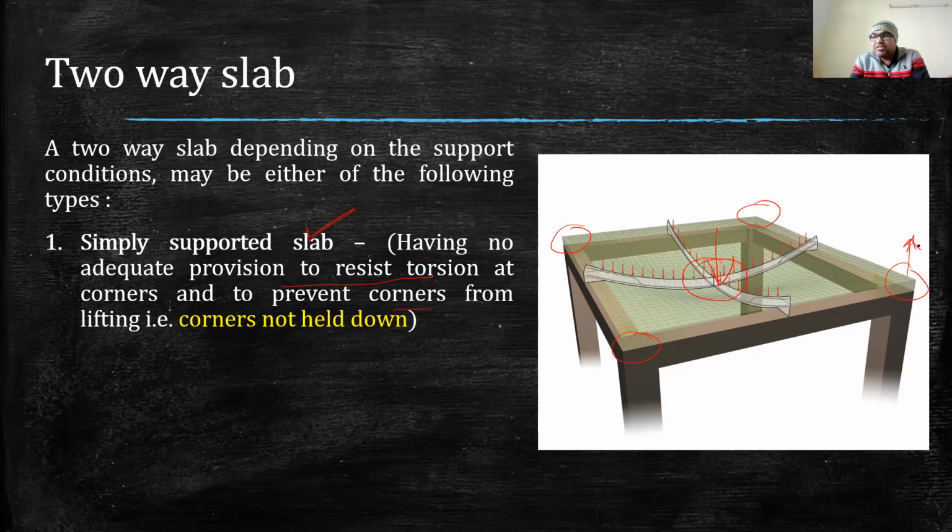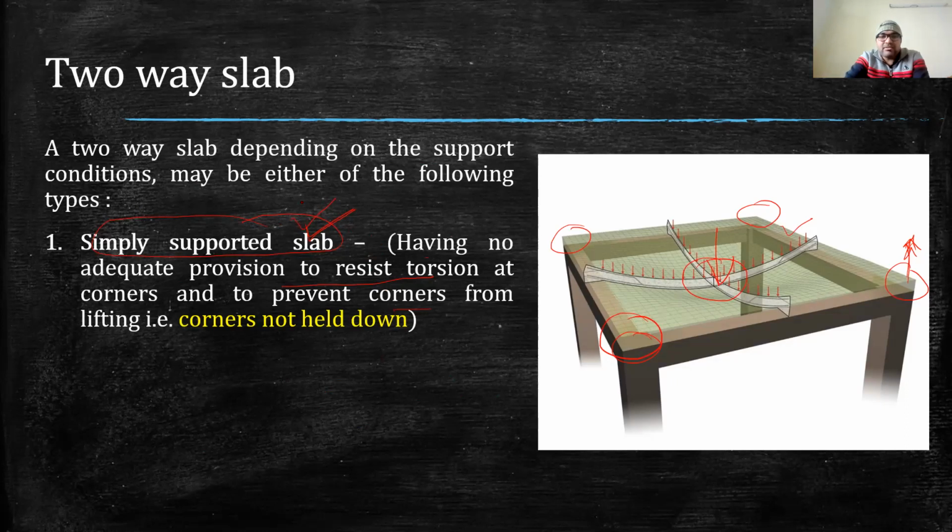Now, if there is no provision to prevent this lifting, in that case, these corners will lift up and the load carrying capacity of the slab will be less, and therefore such kind of slab is classified as simply supported, which means there is no adequate provision to prevent this lifting, and therefore the corners of the slab will try to twist because of the variation of the load, and this twisting will occur because of the torsion. So there is not enough provision to prevent this torsional movement. So that is the case of simply supported slab.